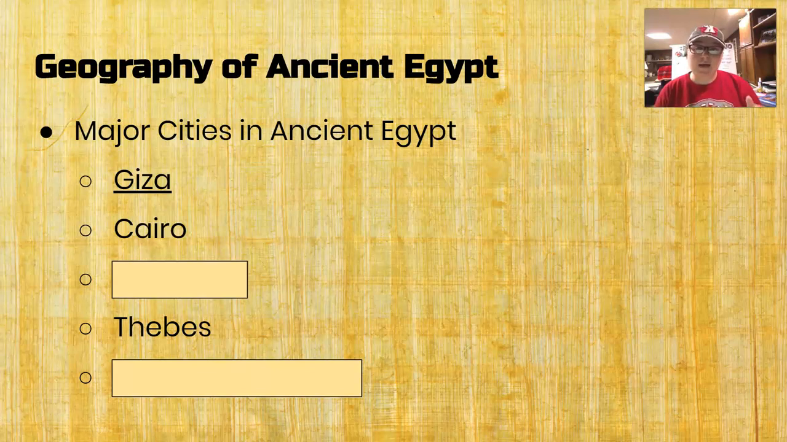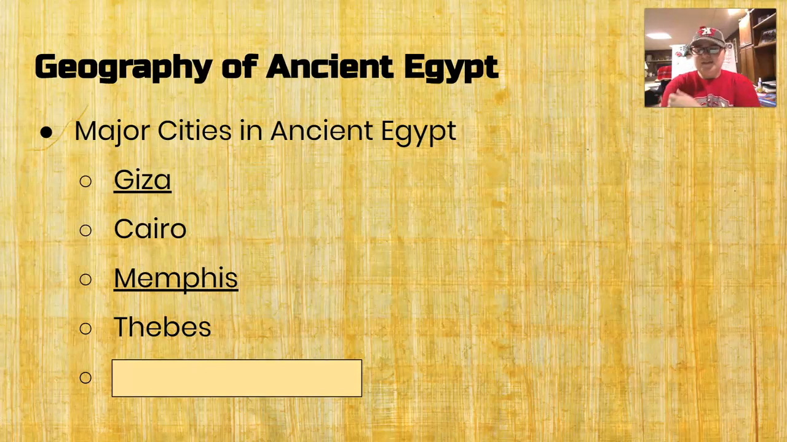We have Cairo. Cairo is actually the capital of Egypt today. So again, another very important city in ancient Egypt as well. We have Memphis, which we just talked about, which was located more towards the base of that delta, where that black land kind of started. We have Thebes. Thebes actually had a different name before. I believe Thebes is a Greek name. I'm thinking Memphis even is too.